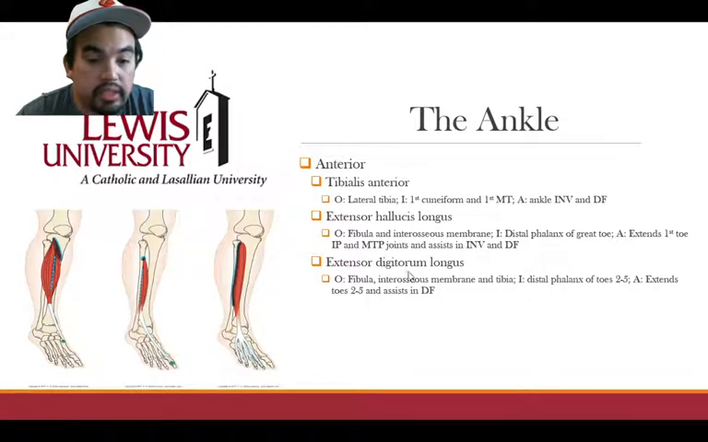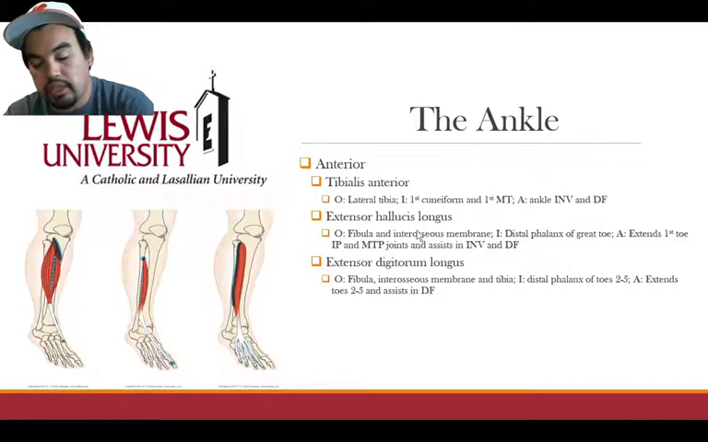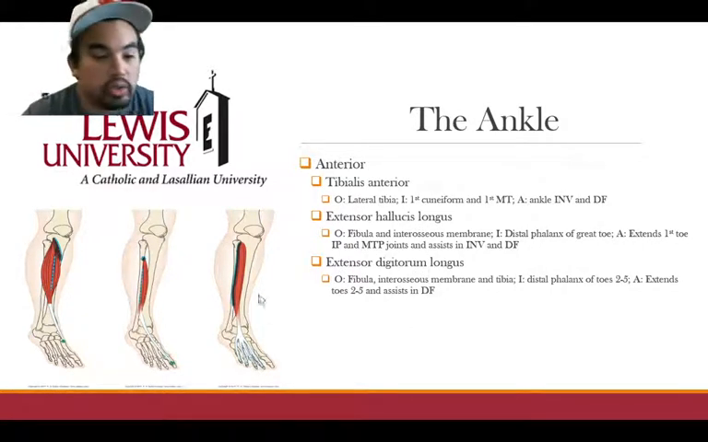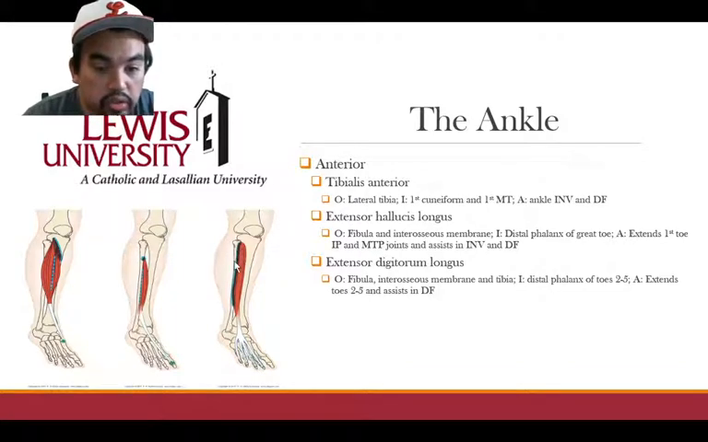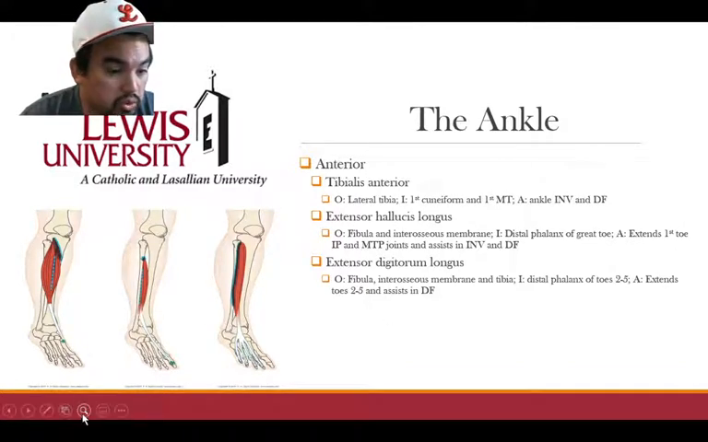And then we have extensor digitorum longus. What does that do? Extends the digits. It also sits on the anterior portion of the leg here, on the fibula, and the interosseous membrane is where it originates. It goes down and inserts on the distal phalanx of the toes 2 through 5. You see it here. It extends these toes and assists with dorsiflexion.